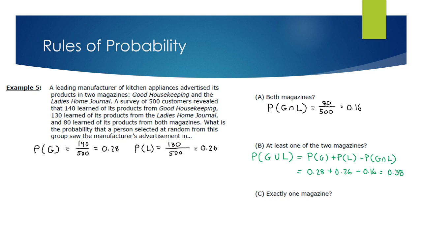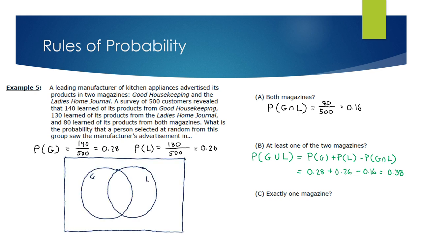The last one is asking the probability of getting it from exactly 1 magazine. So one or the other, but not both. That's what this one is. That one's a little harder to do. So in this one here, I am going to employ the use of a Venn diagram. So I set my Venn diagram. I have a circle for G, a circle for L. I've worked out these probabilities already.